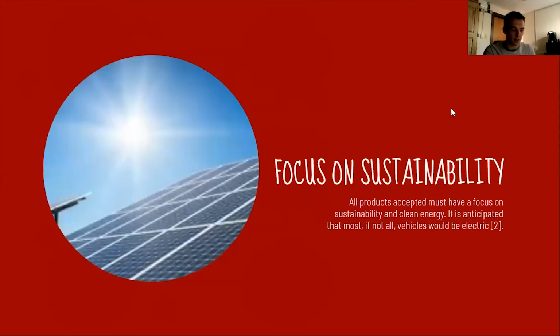BuckeyeGO also has a focus on sustainability. The vehicles implemented would be mostly electric vehicles unless a company is able to innovate and pitch a new sustainable mobility product that is better and more energy efficient. With mobility being easier from the electric vehicles provided on campus, people would be less likely to require cars or other gas-powered vehicles to travel on campus. And this would help increase Ohio State's overall energy sustainability.